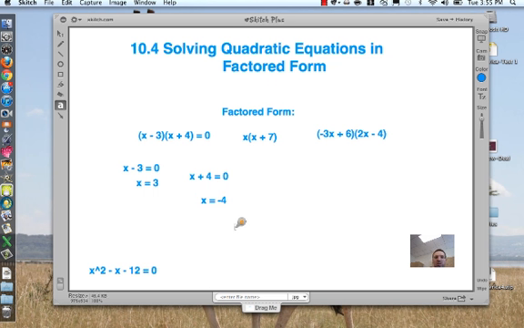Hope that helps a little bit in an introduction on how to solve quadratic equations. This is the background information. Check out my second video if you need to learn a little bit more.